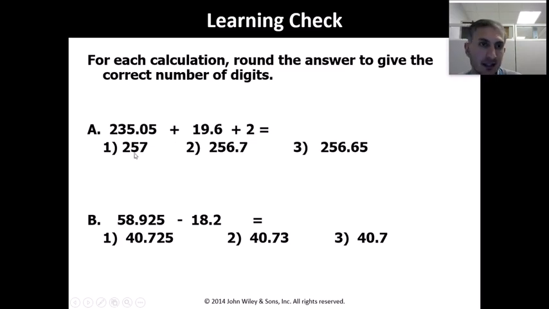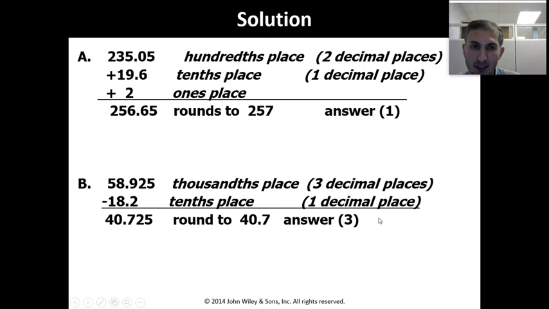Wherever we have no decimal places in one of the numbers, we should have an answer with no decimal places. The only answer is this A. The correct answer is 2157. For the second one, we have subtraction with 3 decimal places and 1 decimal place. So we just need to pick 1 decimal place. Between these three, 1 decimal place is the correct answer. So 40.7 is the correct answer.